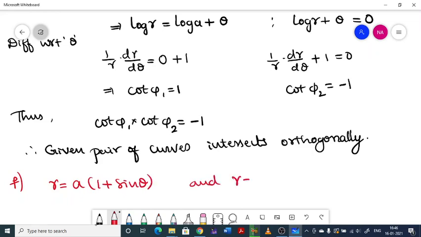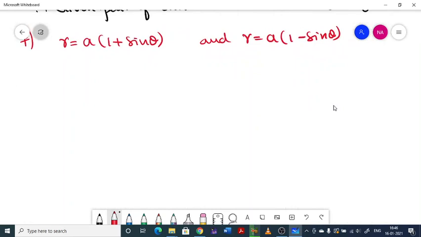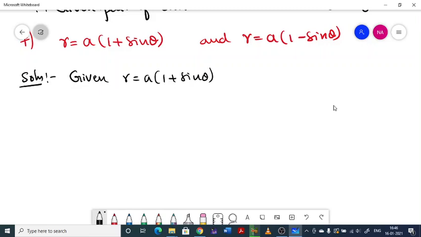And r equal to a times of 1 minus sin theta. Now let us try to solve this. Similar to this, we have solved problem A, but here the technique will be different. Solution. Given r equal to a times of 1 plus sin theta, and again r equal to a times of 1 minus sin theta.